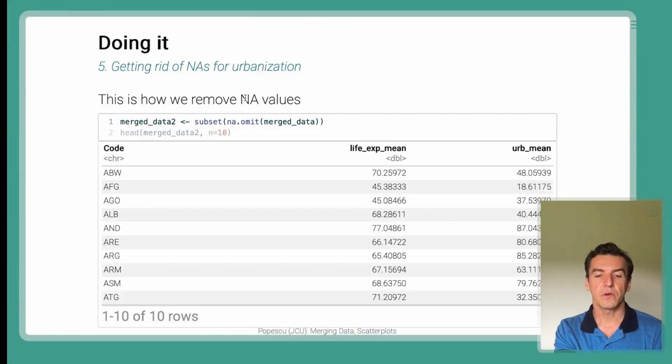This is how we remove the NA values from our data frame. We simply do subset, and then we do NA dot omit merge data. So let's imagine we want to have a clean data set where none of the values is missing. This is the simplest way to do this. This is what allows us to see the first 10 entries. That's precisely the purpose of this function.